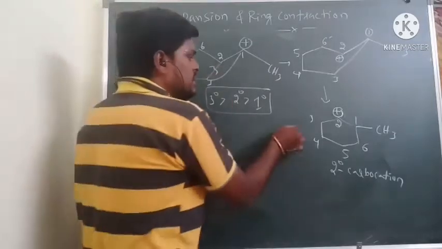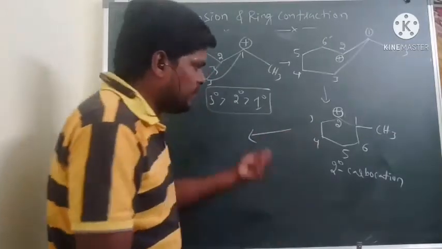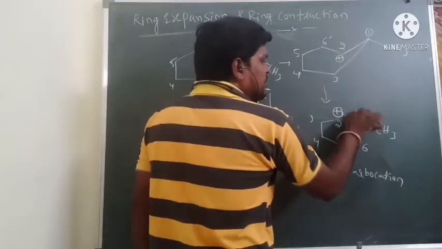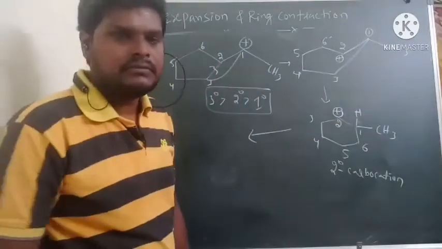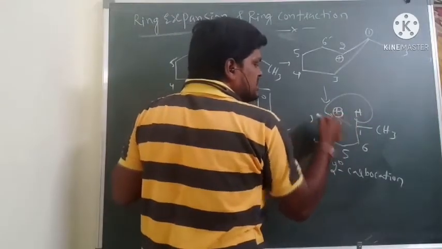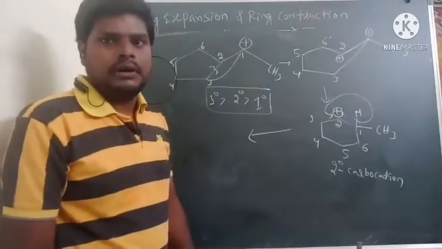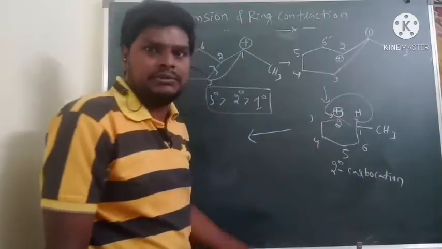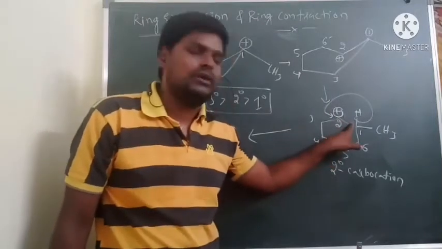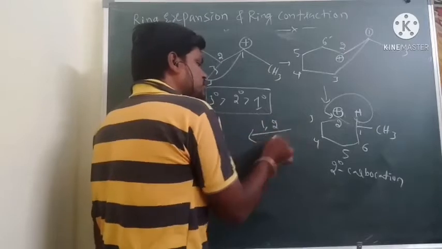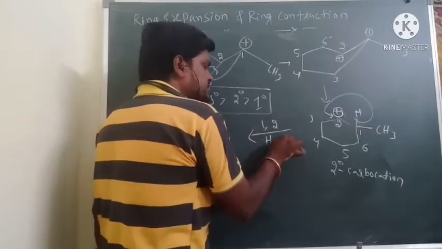How? One step you have to do in this case. The first carbon has one hydrogen, right? So this hydrogen shifts towards the second carbon of the carbocation, right? Here a hydride shift is possible, not hydrogen. Hydride means along with the bond. That means H minus. So here it is a 1,2 hydride shift.